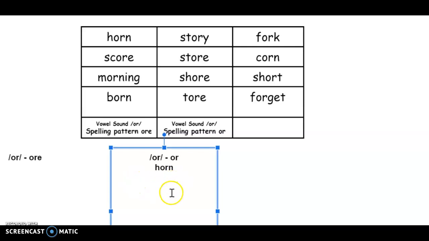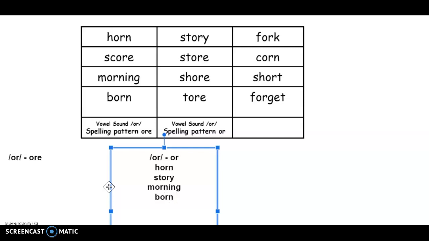Let's try another one. Look at story. Where do you hear the OR sound? In the middle, story. So I know that I'm going to spell the OR sound with O-R. I look at the word morning. Where do you hear that OR sound? Right, in the middle of the word. So I know to spell it O-R.